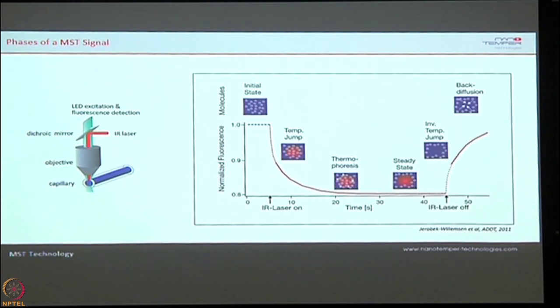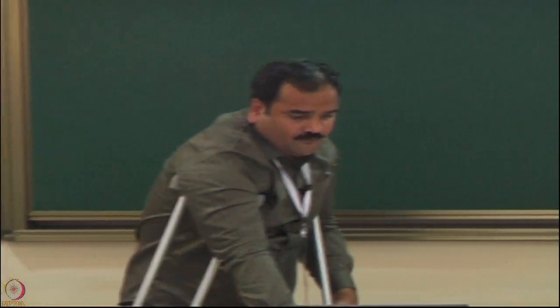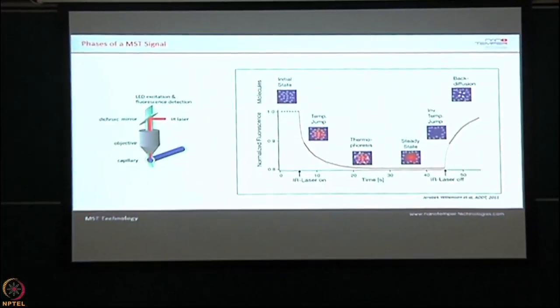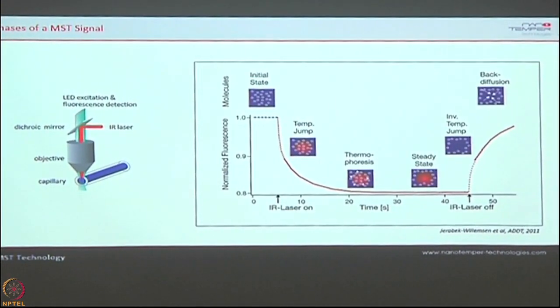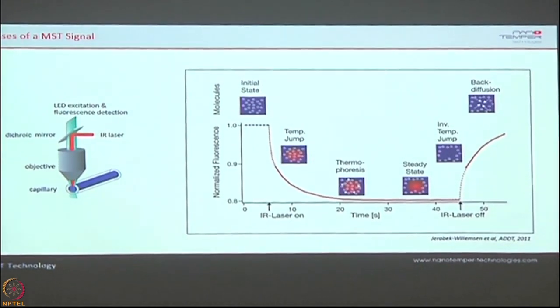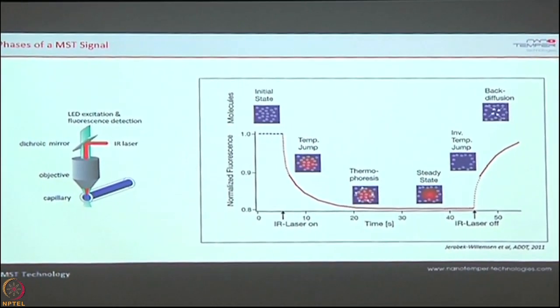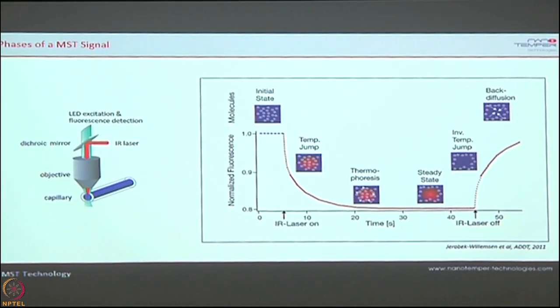If you look at the typical signal, what is actually happening? As I said, you are fixing one of the partners and titrating the second partner. On every dilution, you are irradiating the laser. As you can see here, for the first 5 seconds, all the molecules are uniformly distributed. The moment you put the IR laser on, all the molecules move away from the heat, and within 30 seconds they attain the steady state. So for 30 seconds I'm putting the laser on, and after that, I'm putting the laser off. Since there is a fluorophore, there will be a regaining of the fluorescence. So again, your signal will shoot up.